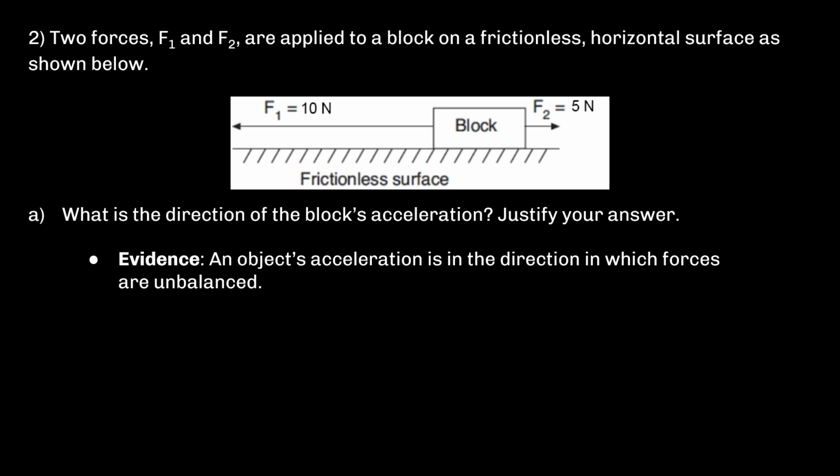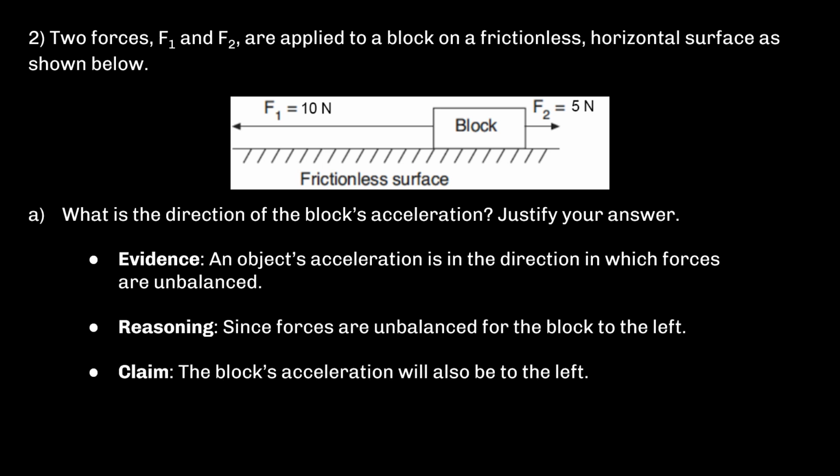Then I'm going to have my reason here. What's happening in this situation? Since we have more force to the left than we have to the right, we are going to have unbalanced forces to the left. So since the block's forces are unbalanced to the left, we know that my acceleration is also going to be directed to the left as well. So then that's going to lead us into creating our Newton's second law equation in part B. So let's move into part B.